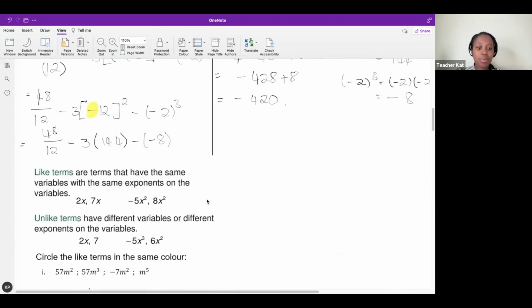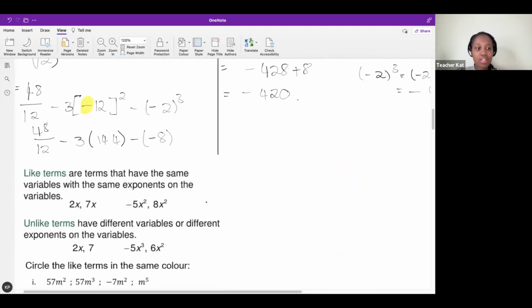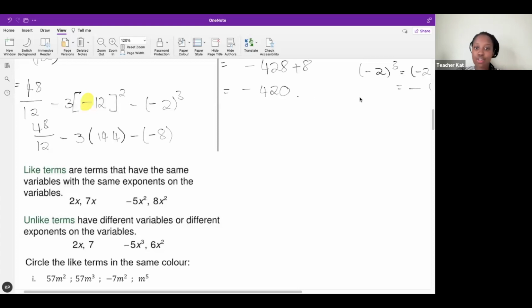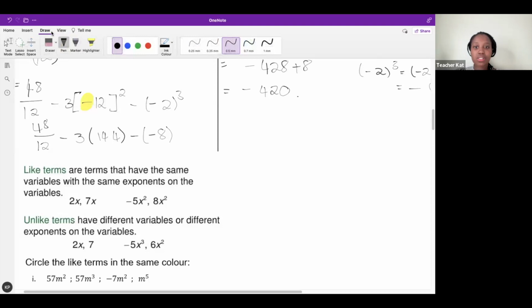Now, my second part of simplifying algebraic expressions is to find like terms. Why would we want to find like terms? Does anyone know what we do with like terms? Why are they so special? They are the only types of terms that can be added.